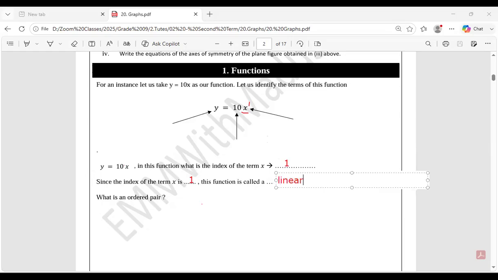Remember that. If you see some kind of a function like this, you need to find out what is the index of x. The index of x is 1. If the index of x is 1, then it is called a linear function. A linear function. Okay, so then please write this down.